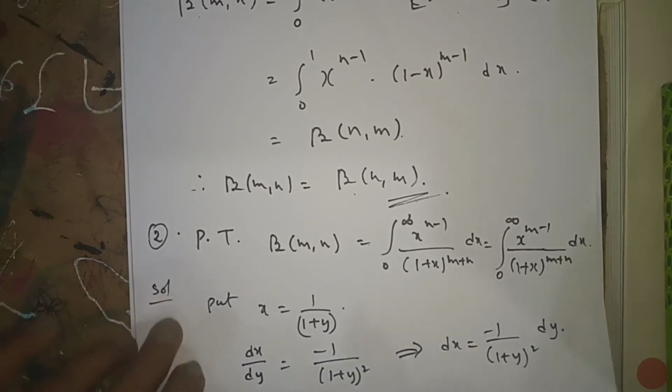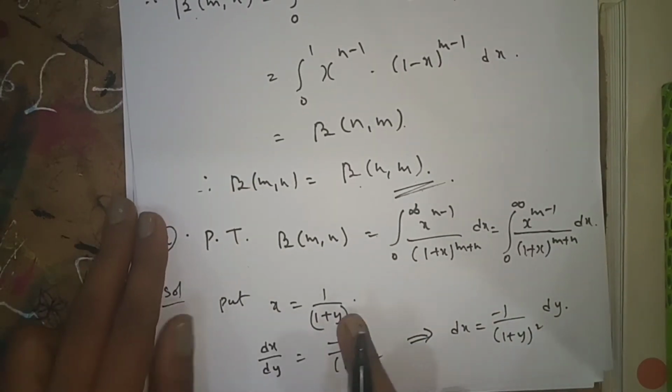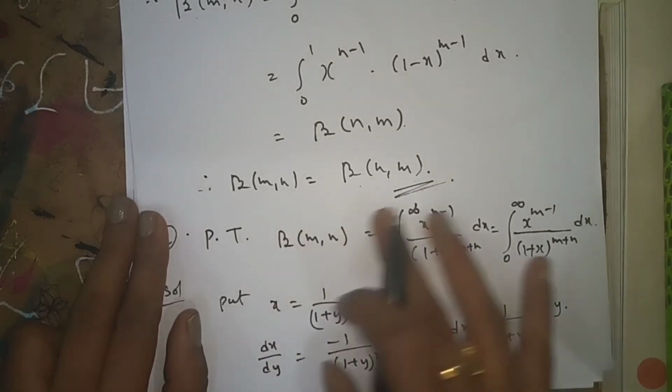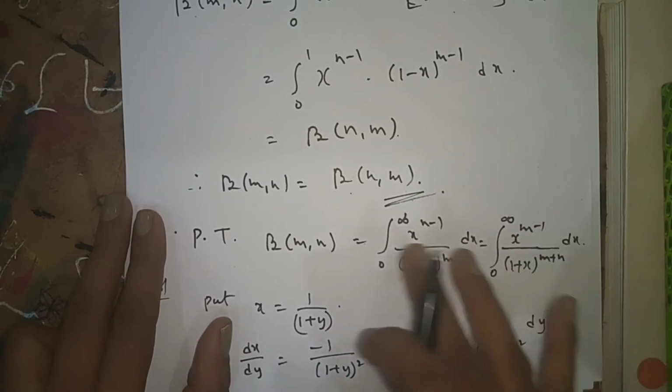And next, we will find the limits. We are substituting in place of x, which means I am converting. This is in terms of x. These limits are completely in terms of x.